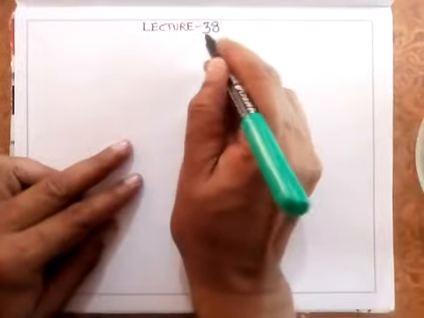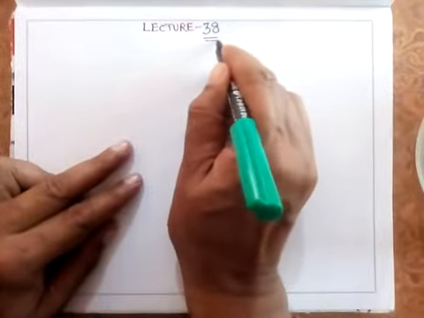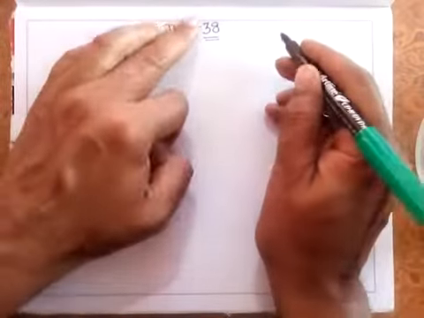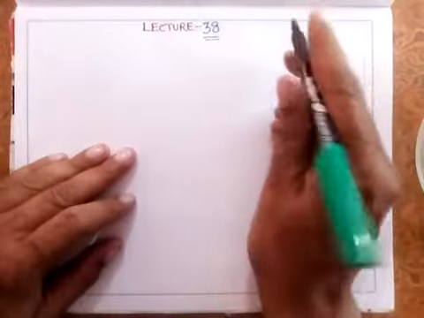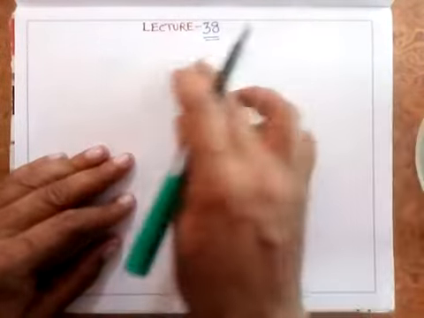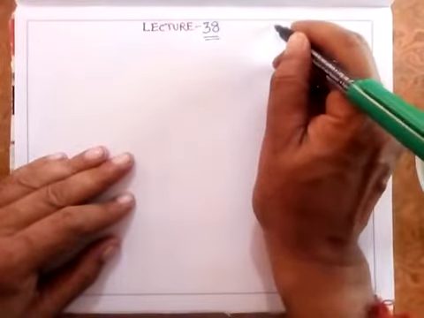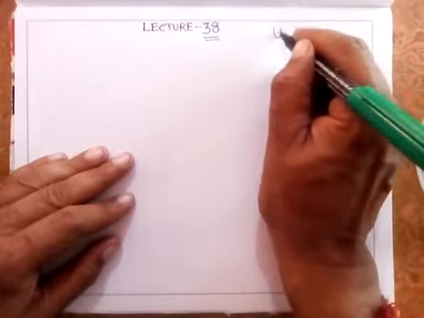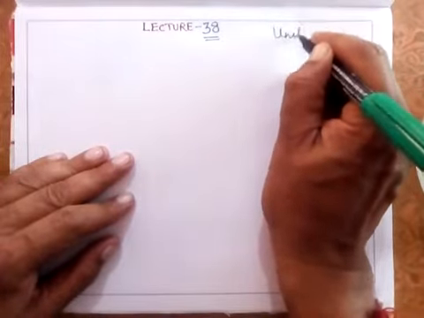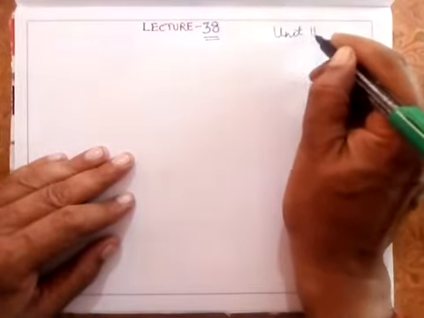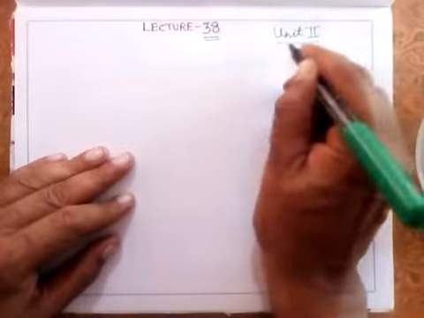So welcome to the 38th lecture, and today I'll start with the next unit. The first unit was on number systems. In the previous unit I started with semiconductors and the basics of the PN junction diode. And now, as per your syllabus, I'm starting with the second unit of your syllabus.